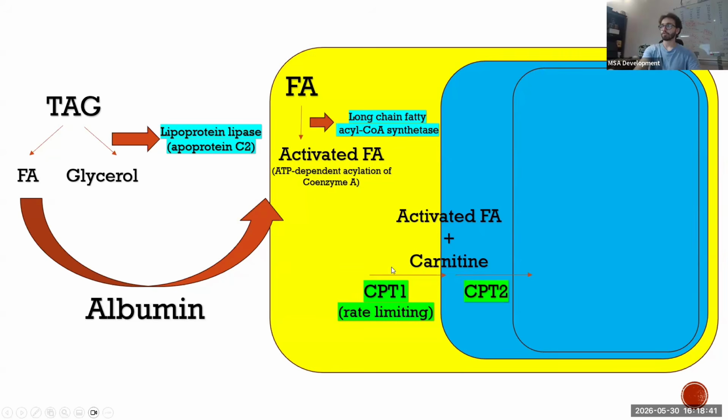After you go through the airport, the passport, visa control, and so on, CPT2, which is the last thing in the airports, basically, it's going to be like, okay, you successfully completed the security checks. You don't need the carnitine anymore. You can enter the mitochondrial matrix, which is the country, alone, without the carnitine. This is the activated fatty acid, AFA. But what is the function of CPT2? CPT2 will remove the carnitine from the activated fatty acid, will let it go inside the mitochondrial matrix.